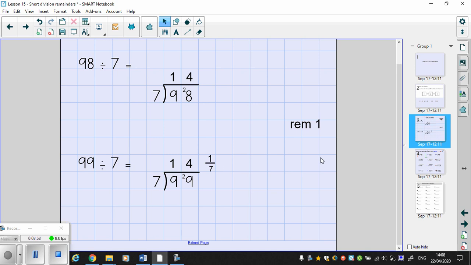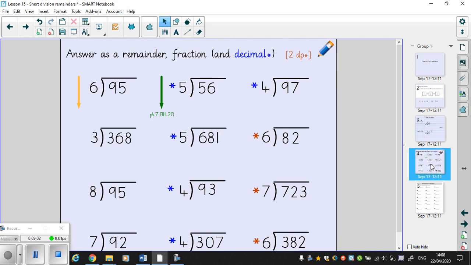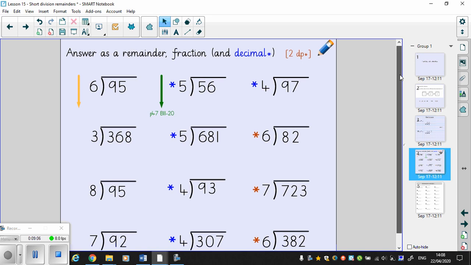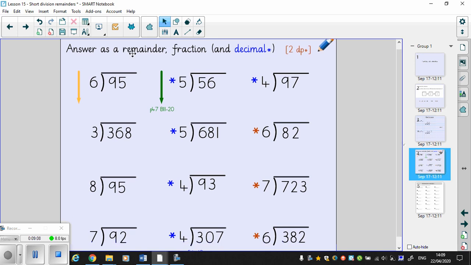So here are some questions to work through, and I'll put these on the Word document for you. Each of them has to be answered as a remainder. So 95 divided by 6, our answer with a remainder, and 368 divided by 3, our answer with a remainder, and so on. All of the questions answered with a remainder.